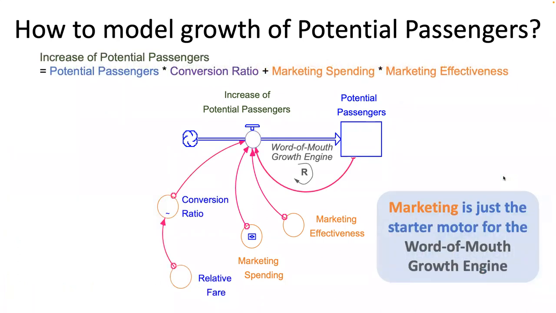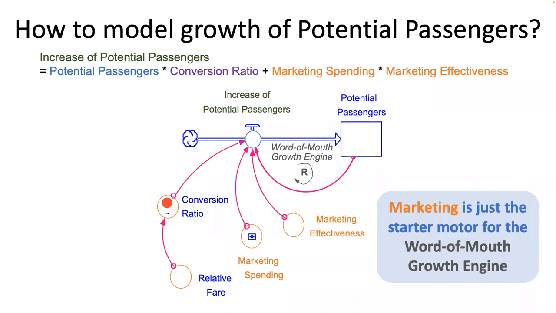But in reality, we should hopefully be able to count on some word of mouth. So we just use a little bit of marketing to get people interested in EasyJet. And then we're hoping that existing EasyJet passengers will talk to others and get them to come over to EasyJet. And you say, well, what ultimately is going to drive that? Well, it's the relative fare. So how much cheaper is EasyJet than the big carriers?